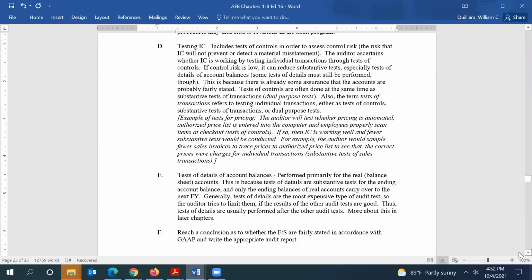Well, then the next phase, shall we say, is testing internal control. It includes test controls in order to assess control risk. In other words, the risk that internal control will not prevent or detect a material misstatement. If that's high, that's bad. It could range up to the maximum of 100%. That means we're 100% sure that internal control will not prevent and or detect material errors. That's bad. If it's lower than 100%, that's good. That means internal control is working, at least to some extent.